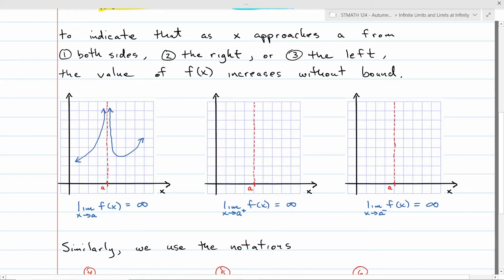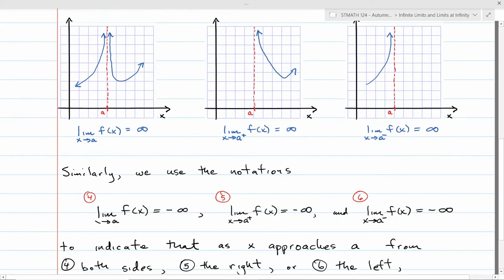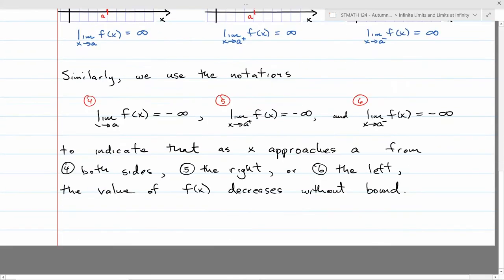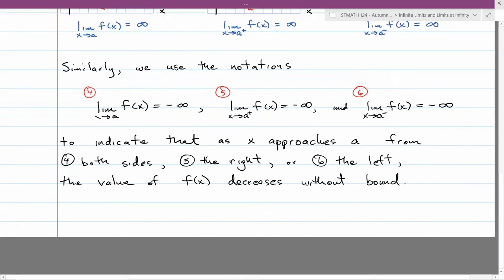In the middle picture there, we're talking about the limit as x approaches a from the right of f of x is infinity. So here we're only talking about that one-sided phenomenon, where it does something like this. And then on the rightmost graph there, we're talking about the left-hand limit of f of x as x approaches a is infinity. So there we might be having something going on like that. If the function f can go upward without bound at some point a, it can certainly go downward as well, right?